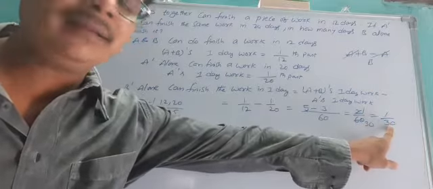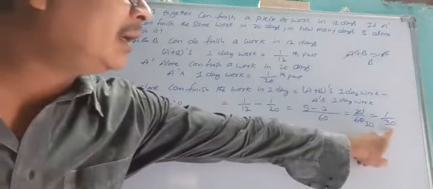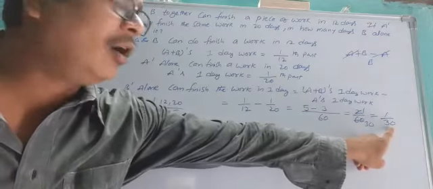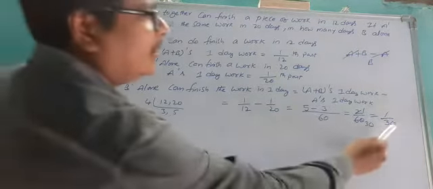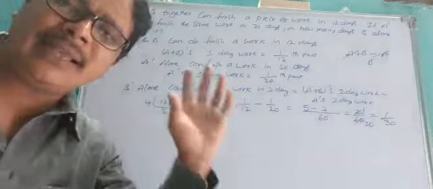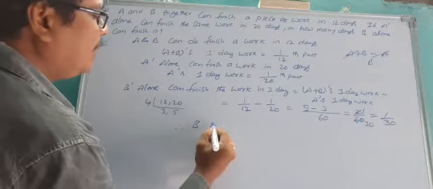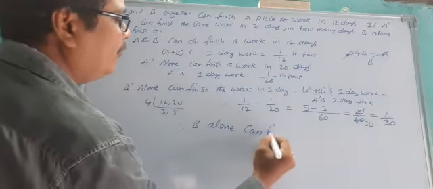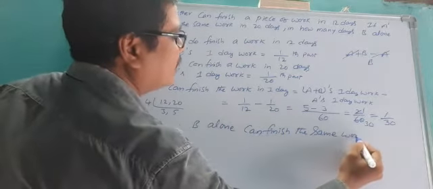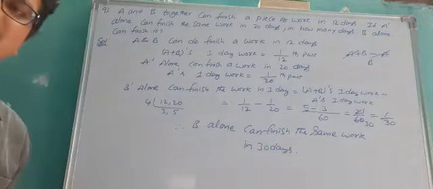So out of 30 parts, in 1 day B completed only 1 part. That means the total days taken by B alone to finish the total work is 30 days. Here the denominator indicates how many days B alone takes to finish the same work. Okay, therefore B alone can finish the same work in 30 days.